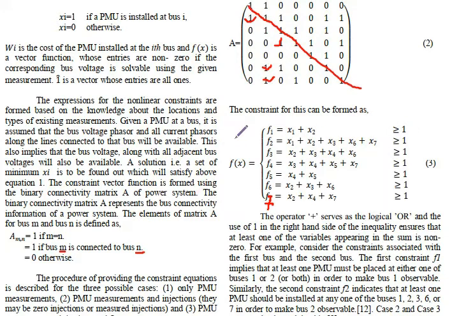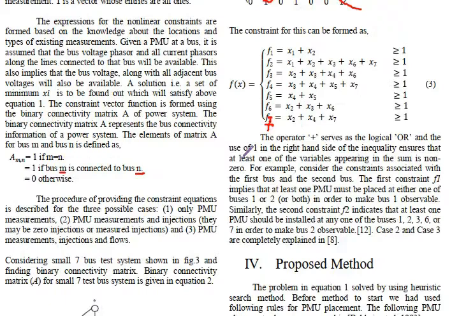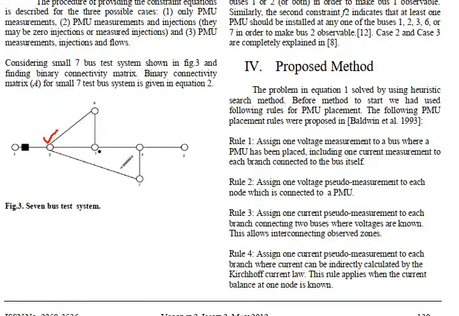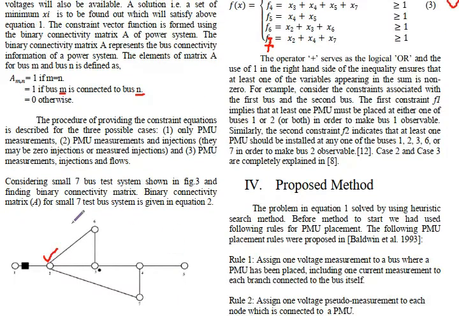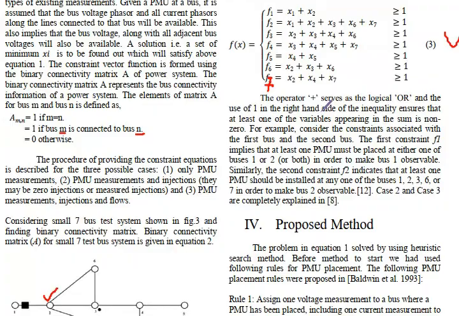So Fx has 7 buses. The system has 7 buses. So for each bus of the system, this matrix is defining that each bus should be observable. This is ensured by this matrix: the summation of each row should be equal to or greater than 1.